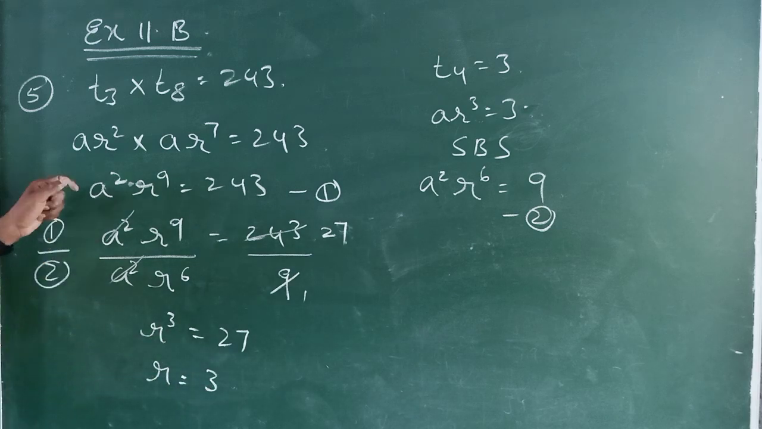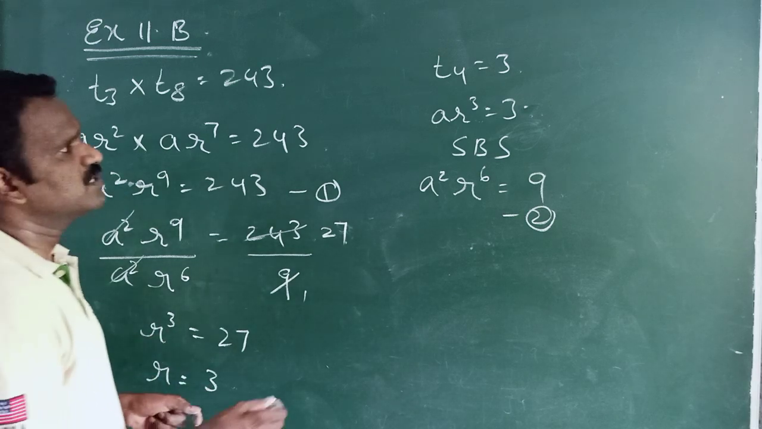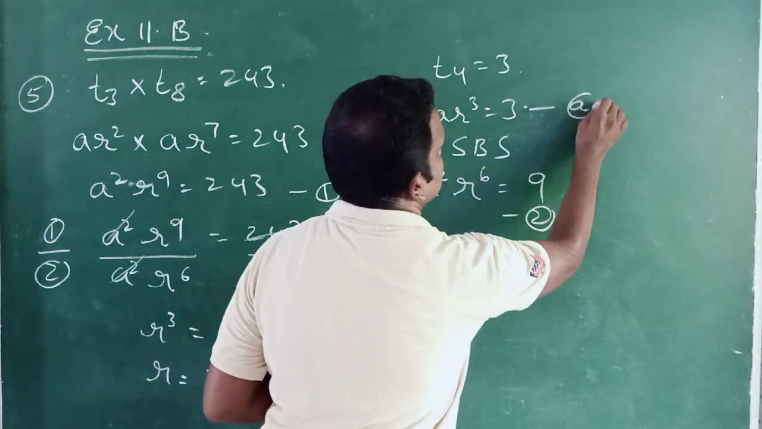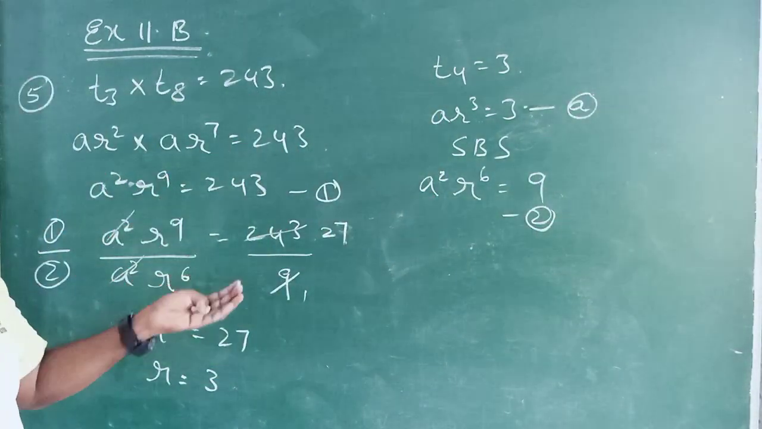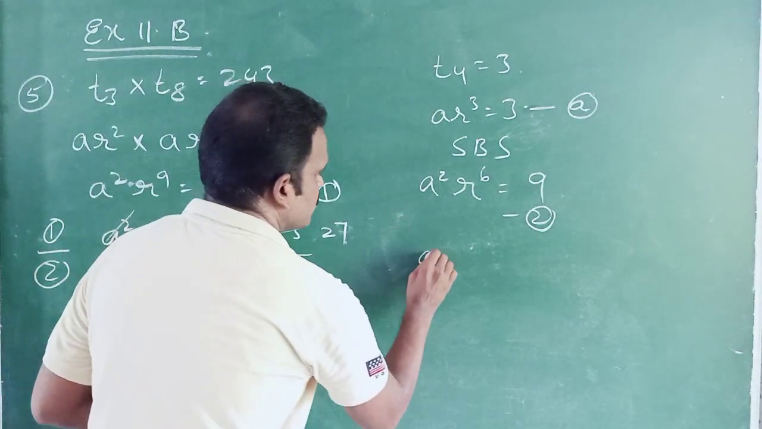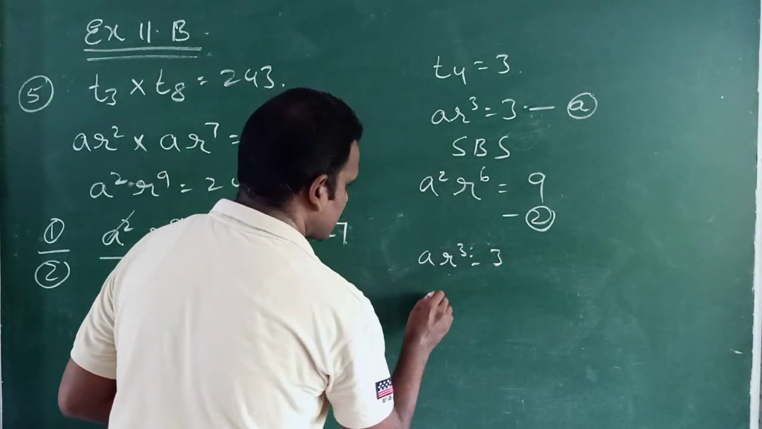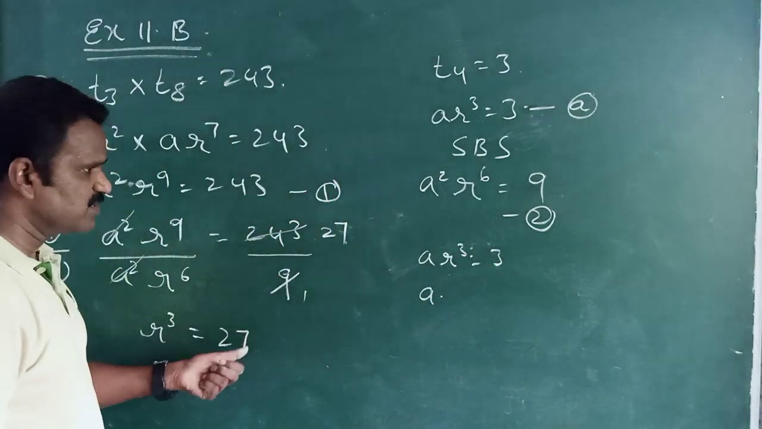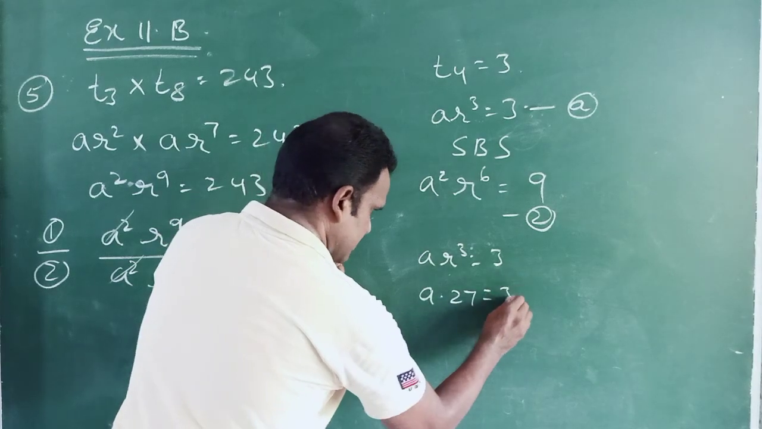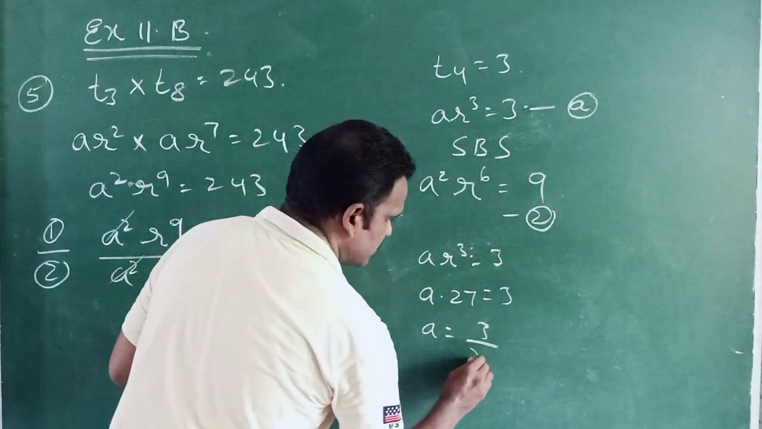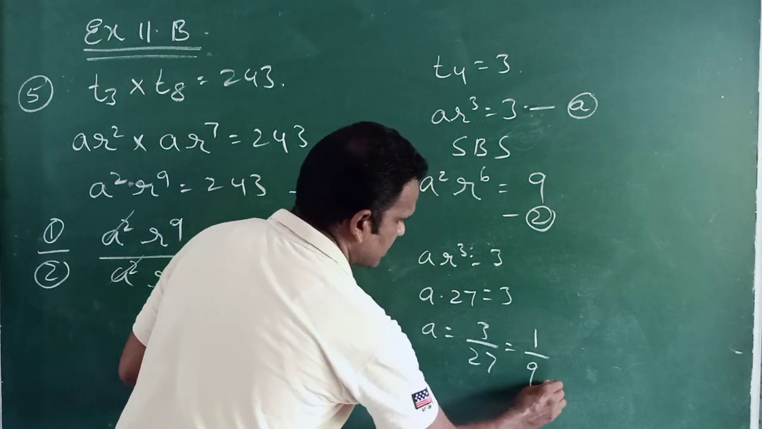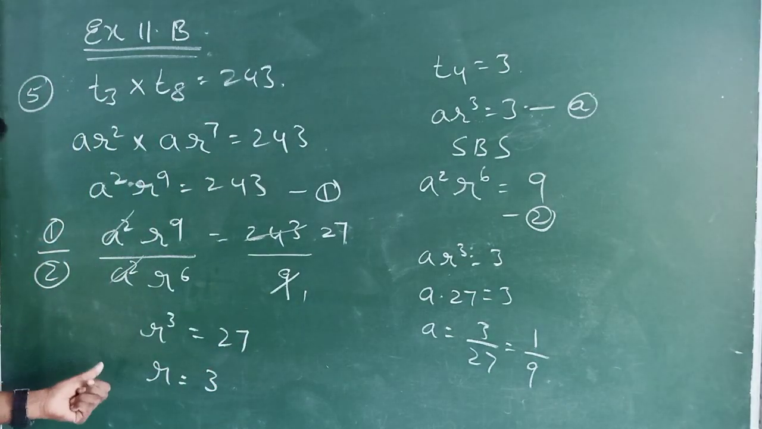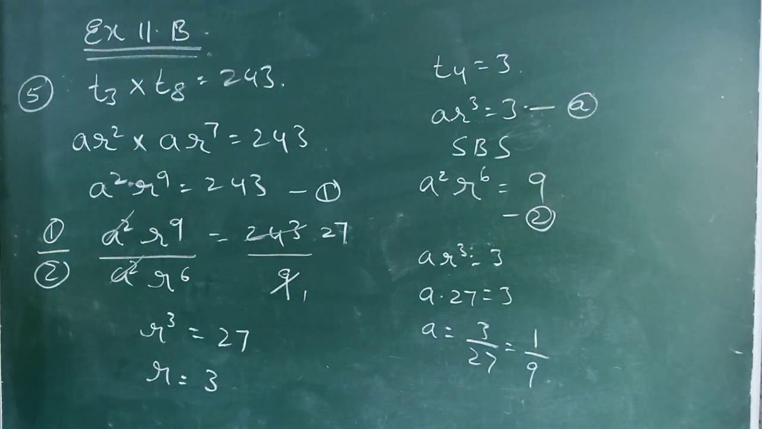Now this 3 you can substitute in this equation. Mark it as A equation, simple equation, instead of the lengthy equation. So AR cube is equal to 3. A into R cube, that is 27, is equal to 3. A is equal to 3 by 27, that is equal to 1 by 9. A is equal to 1 by 9. A value we are having and R value we are having.